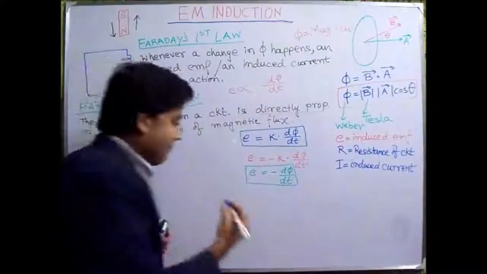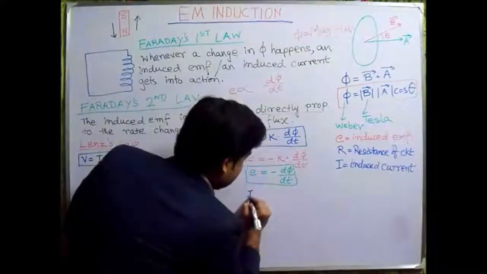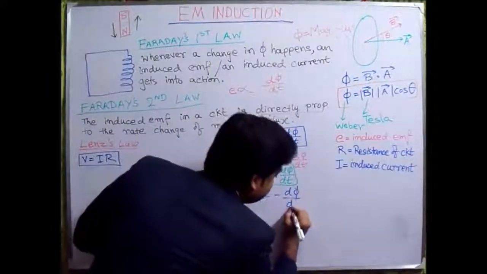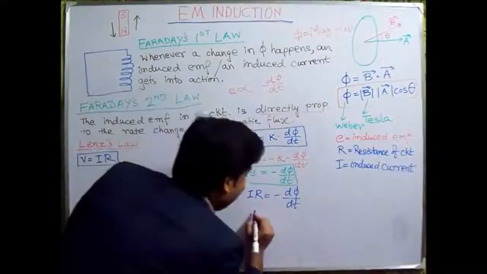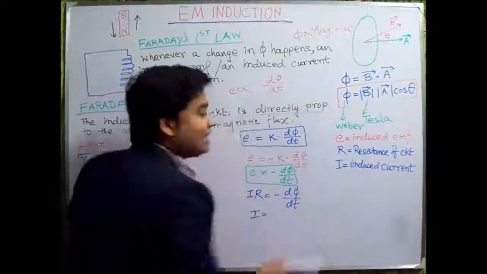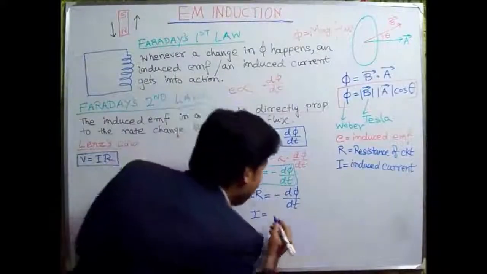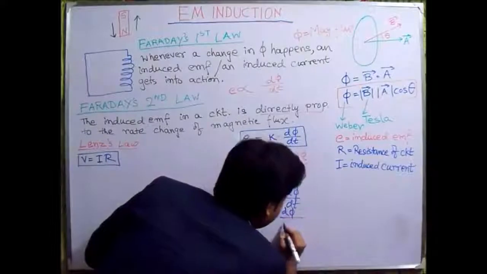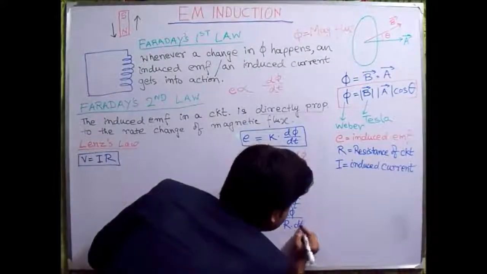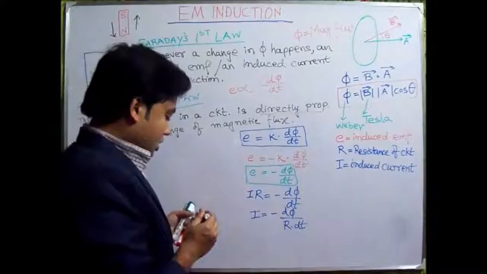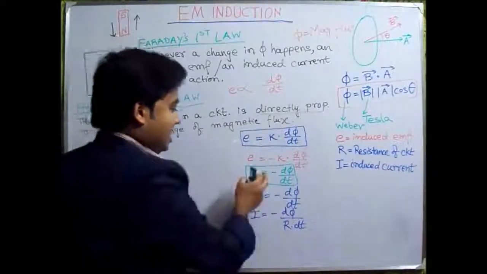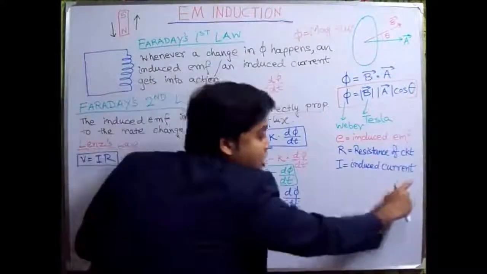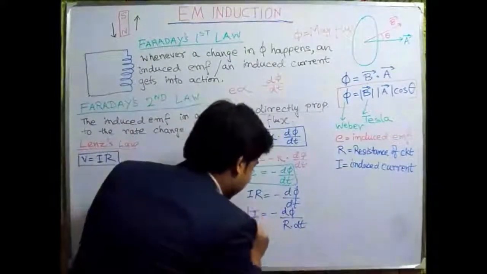So now let's see what happens. If we write IR equals minus d phi by dt, then what is I? I is the induced current. This I will be equal to minus d phi by R dt. So this was the expression for induced EMF, and now this is the expression for the induced current.